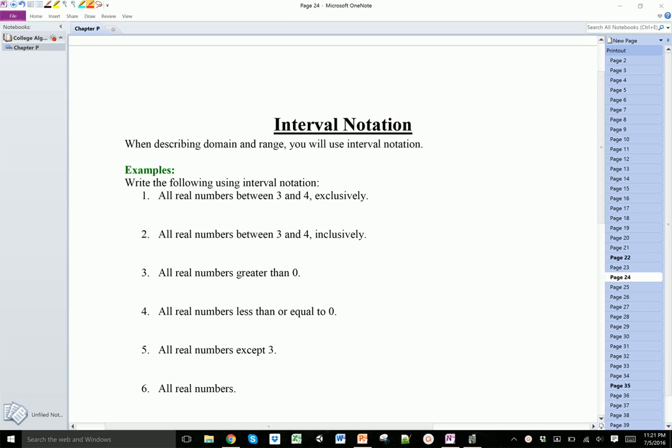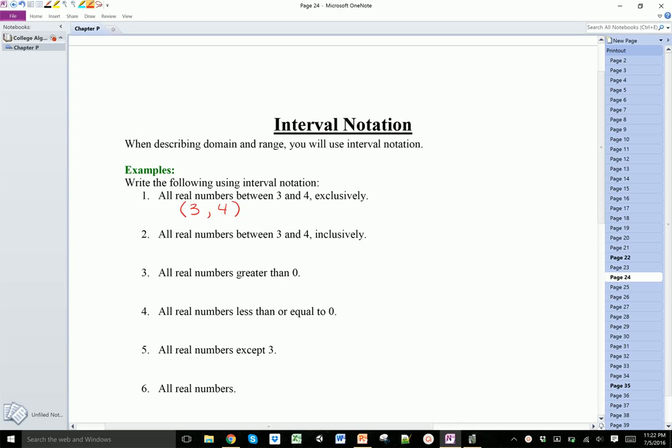Interval notation is used to describe domain and range of functions. You use parentheses and brackets to show which values are included and excluded from the interval. So, if you want to represent all real numbers between 3 and 4 exclusively, you'll use parentheses because parentheses show that the value is not included. So it would say starting at 3 but not including 3, and up to 4 but not including 4.